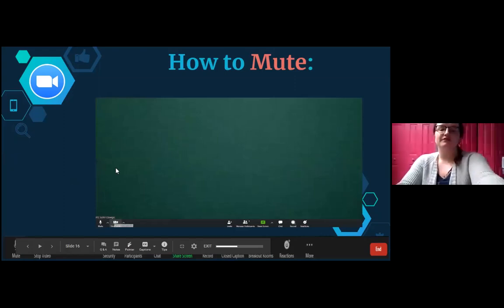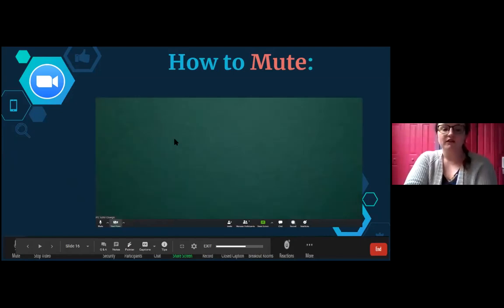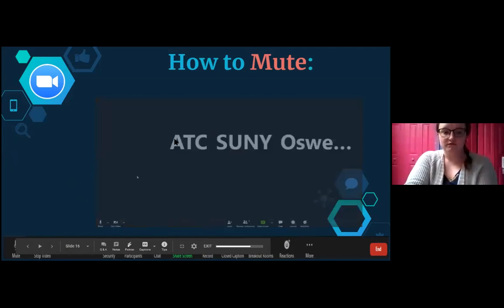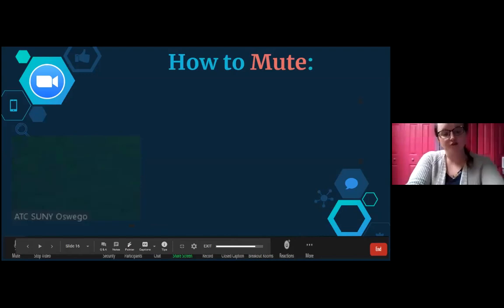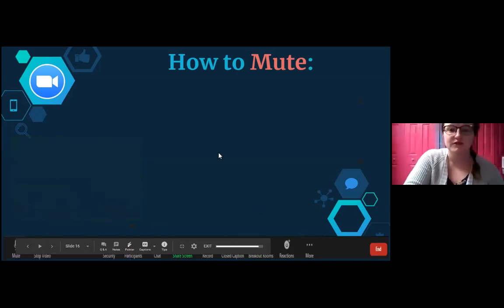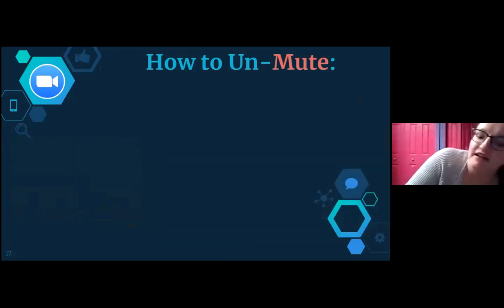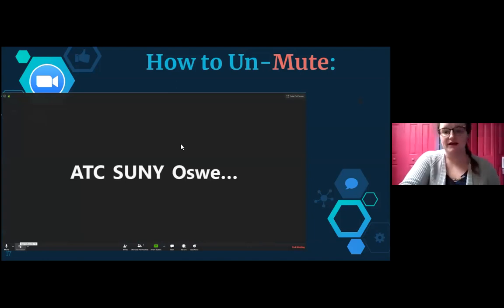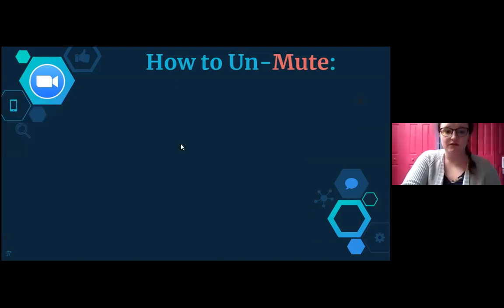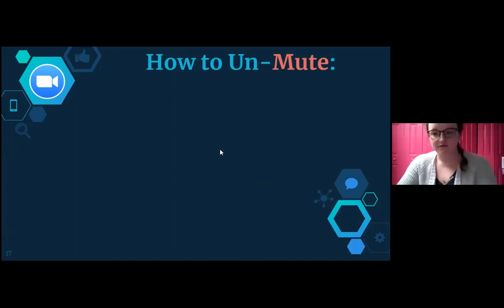So muting your video basically shows that you're now a gray line, or it shows your picture if you have one. Muting your audio basically gives you a nice little microphone with a line through it saying that you are officially muted. Unmuting, what you'll do is you will click on that line and it'll come back, your video will come back. Same thing with unmuting your audio. You actually can just select that and it brings it back.